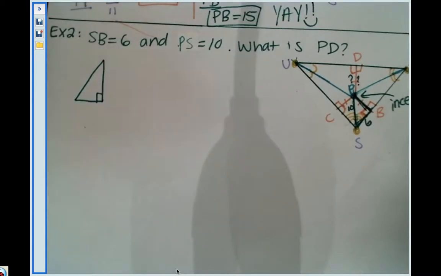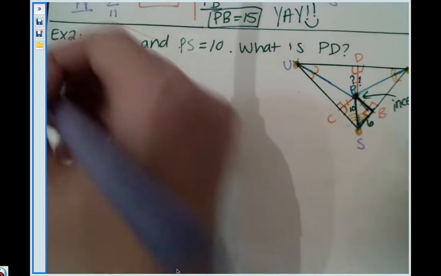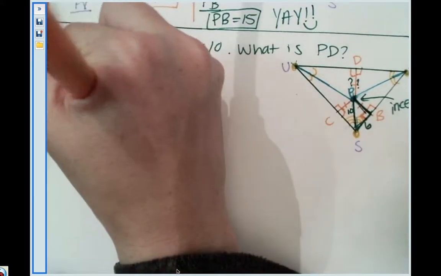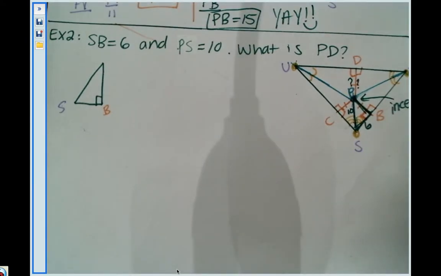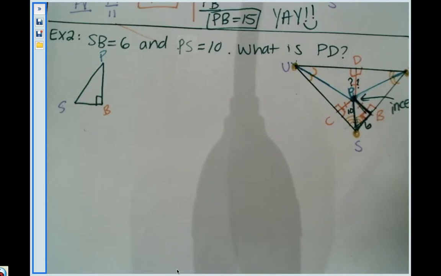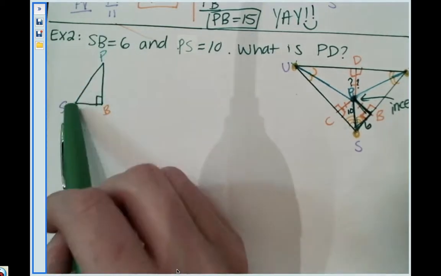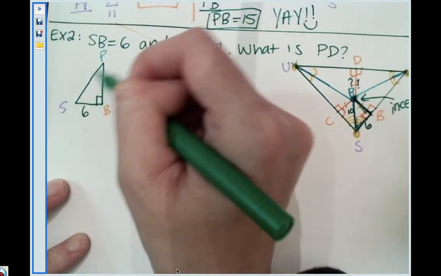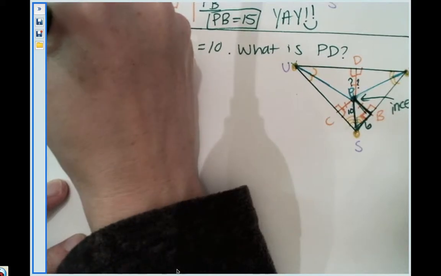Okay, which I'm going to label the lengths of the sides. So we have S, which is here, and then we have B, which is here, and then we have P, which is here. Okay, so let's relabel our side lengths. It says that SB is 6, and then PS, so this side, is 10.